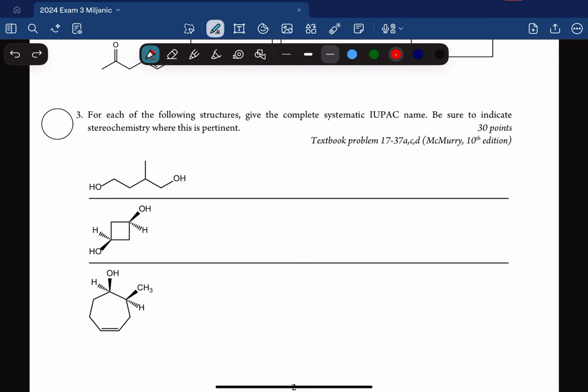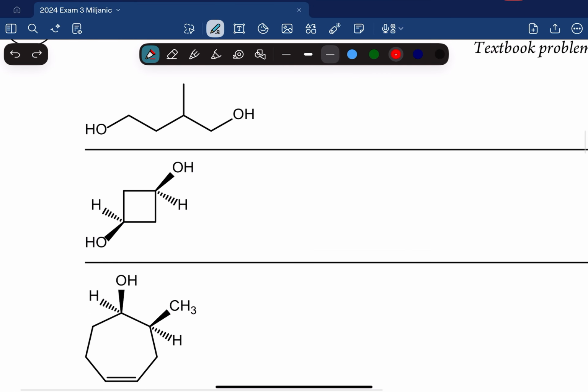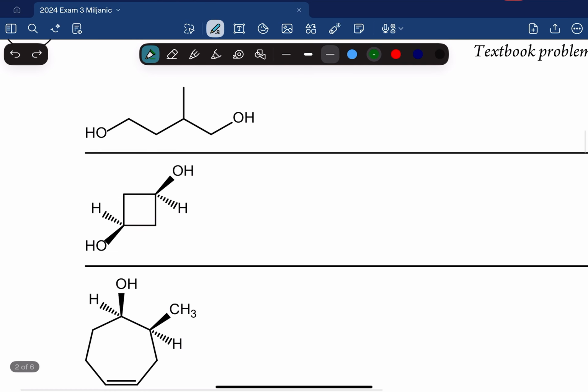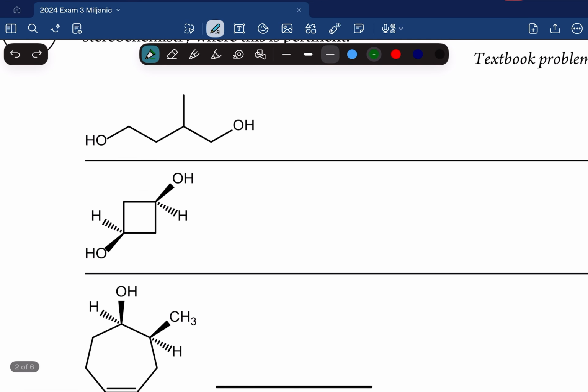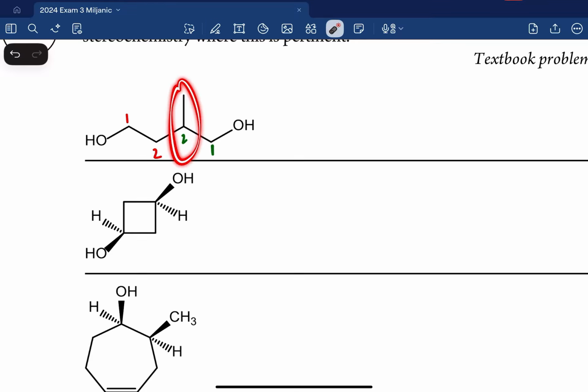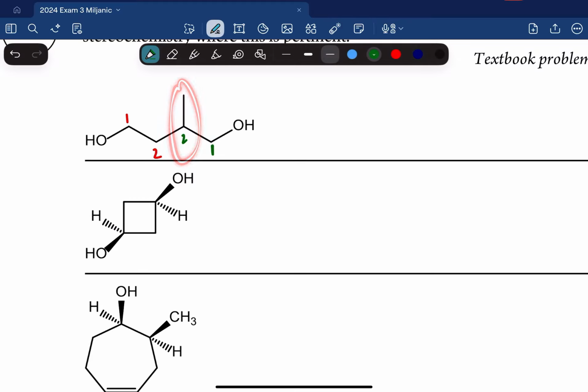Okay, now this part, naming, there's just a few rules to follow. So hopefully you guys remember the way to number a compound. So we'll go through this first one together. This has two options to start. We can go in green or we can go in red. So if we go in red, we hit 1, 2. If you go in green, you hit 1, 2. So green is better because you get a substituent at 2, whereas in red, you don't get that substituent until 3. So that's how you know you want to start on the right side.